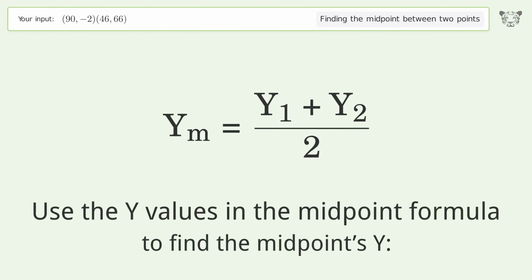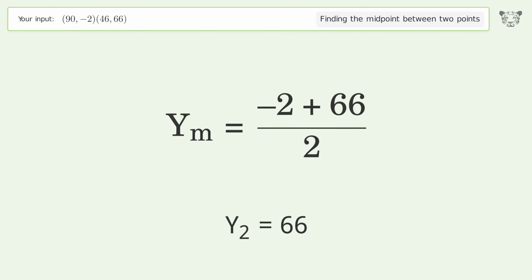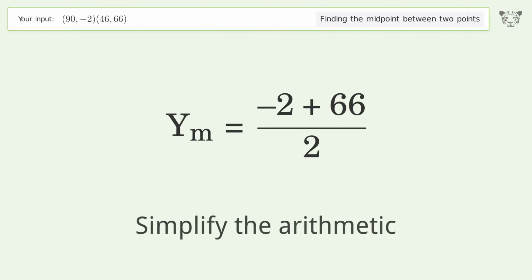Use the y values in the midpoint formula to find the midpoint's y. y1 equals -2. y2 equals 66. Simplify the arithmetic.